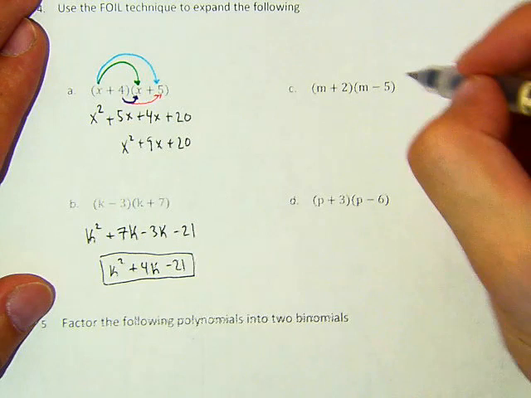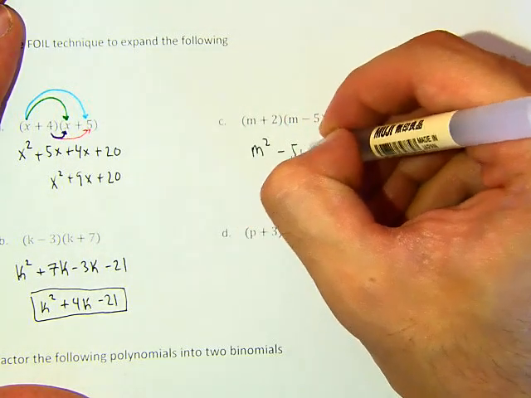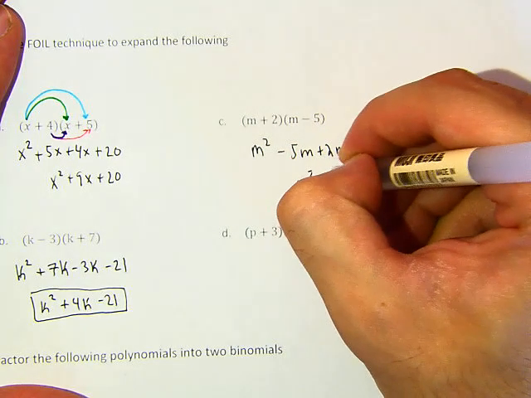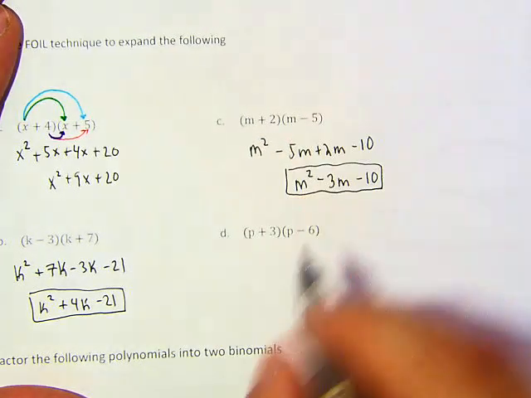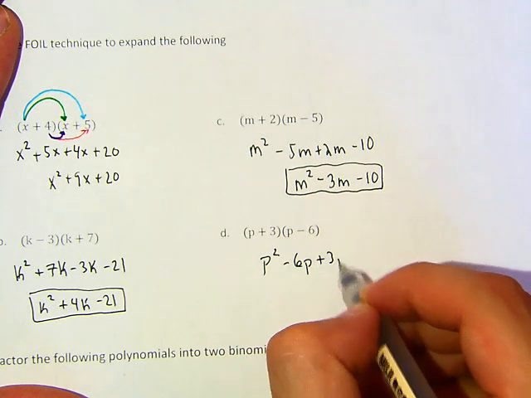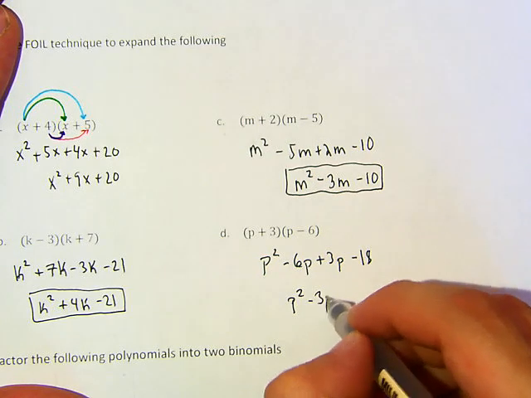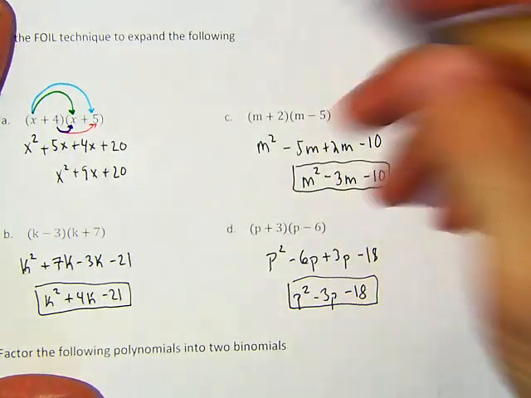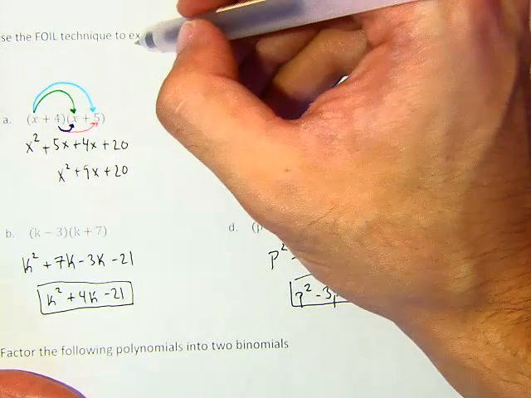Okay, now what about here? If I have m squared minus 5m plus 2m minus 10, so that's m squared minus 3m minus 10. Okay, and the last one, this is p squared minus 6p plus 3p minus 18. So that's p squared minus 3p minus 18. Okay, so here, when we go from 2 binomials to this, we're expanding it.